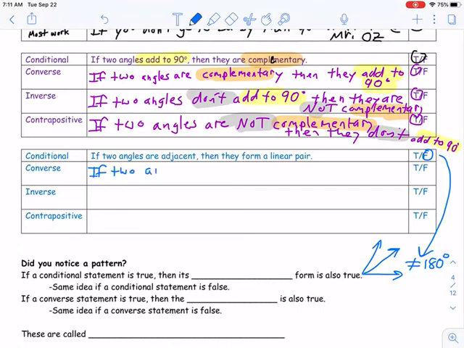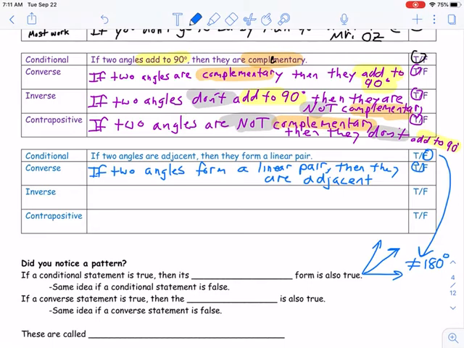Converse: if two angles form a linear pair, then they are adjacent. All right, it swapped the order, and this is actually true. If angles form a linear pair, they have to be adjacent. Absolutely, that's part of the definition of a linear pair.